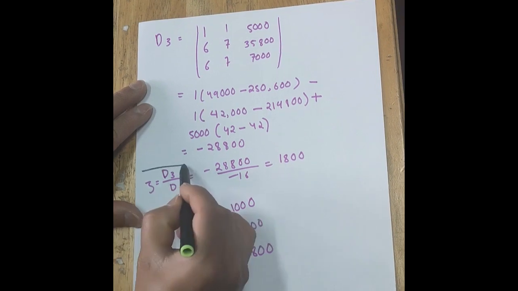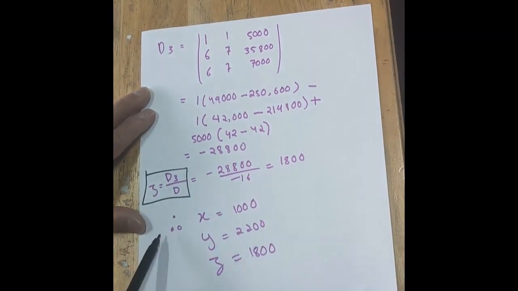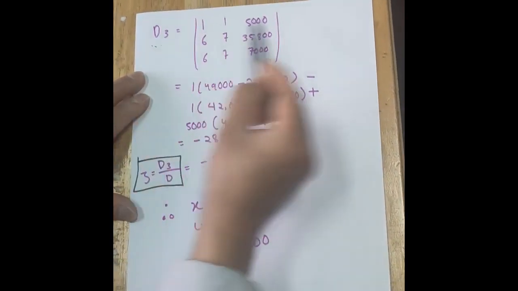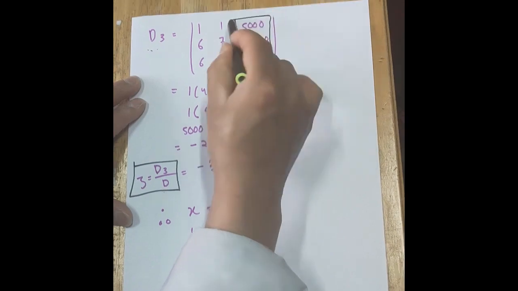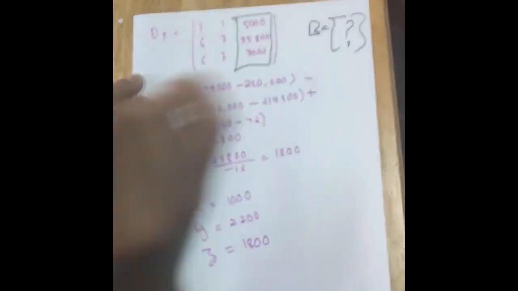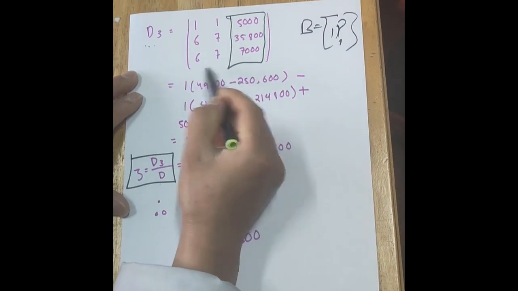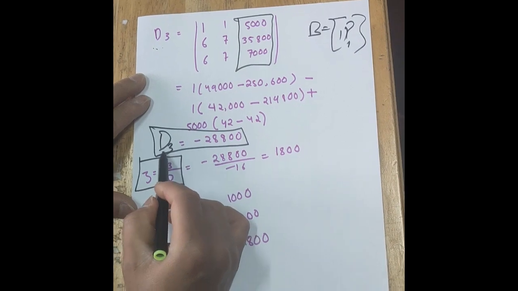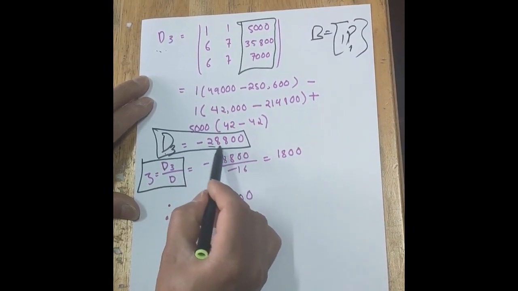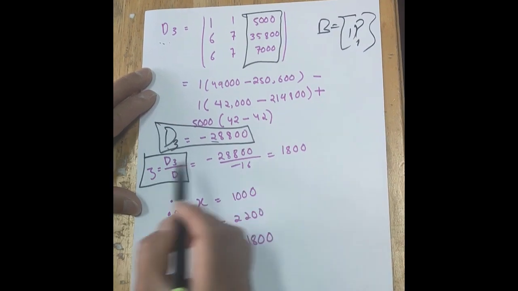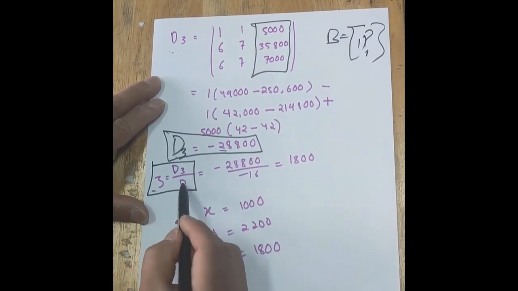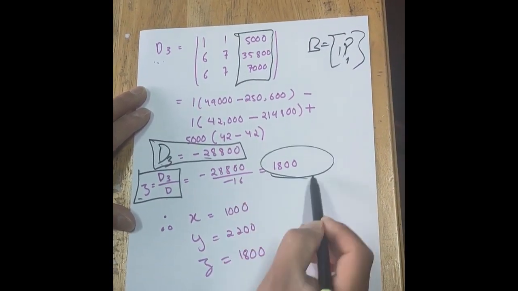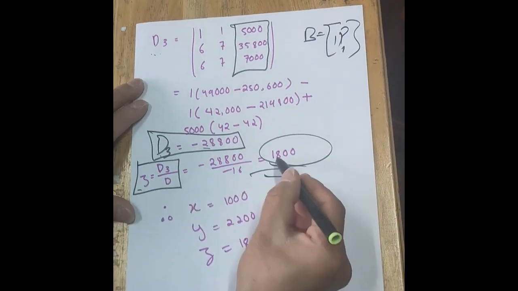Next is how to get the value of z. The value of z you can obtain by using the formula d3 divided by d. How do you obtain the value of d3? It is the determinant of the coefficient matrix after replacing the third column of the coefficient matrix by our constant matrix B, which is here. If you solve this, we get a final answer for the determinant d3, which is equal to negative 28,800. If you plug into the formula d3 divided by d, which is minus 28,800 divided by minus 16, it comes to 18. So therefore z is equal to 1800.